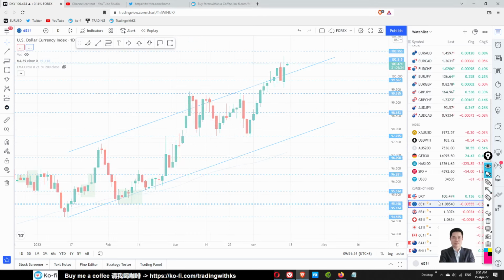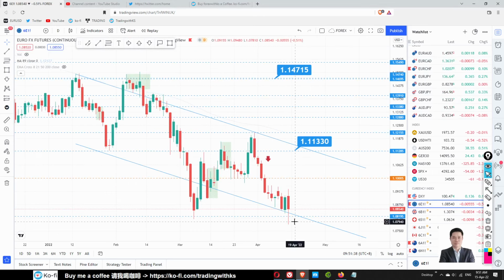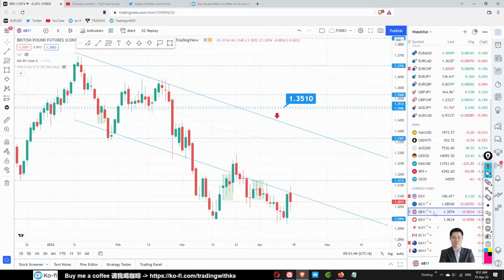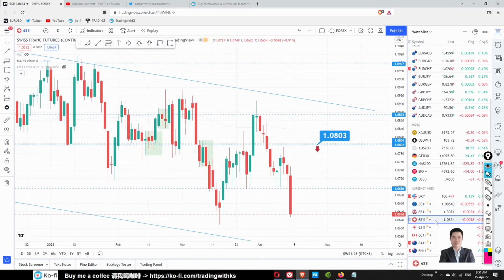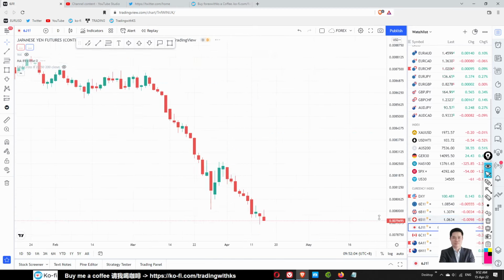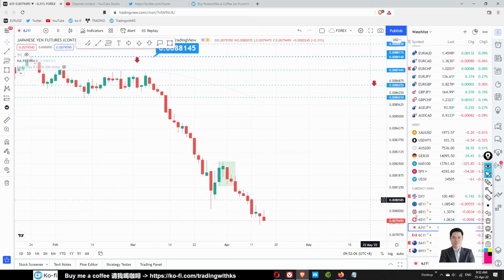Look at the euro, we have a pin bar over here, so euro still looks negative to me. DXY still positive. British pound still looks negative to me. No doubt we got a double bottom, but probably there will be a rebound over here, but the long term is still weak. Swiss franc is getting very weak. Big drop here, so Swiss franc is getting worse. Japanese yen continues to be weak.